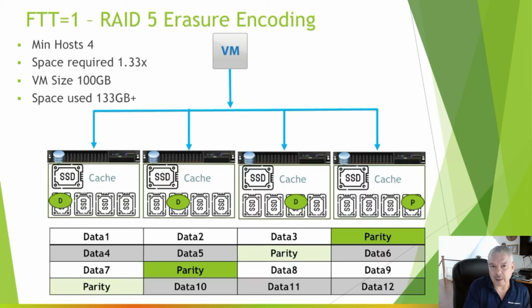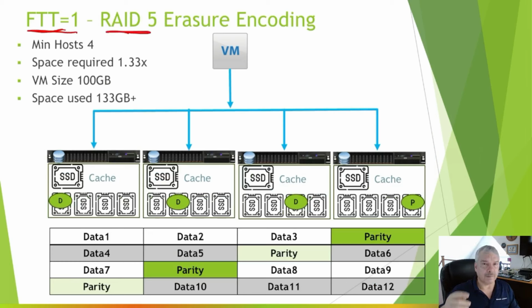RAID 5. I may do a video on the different RAID levels, but anyways, failure to tolerate using RAID 5. Now, when I talked about the other examples, like failure to tolerate a 1, if I have a 100 gig disk, I need 200 gigs of storage. So that can get pretty expensive on all your VMs. RAID 5 doesn't require that level of expense, right? We need a minimum of 4 servers.